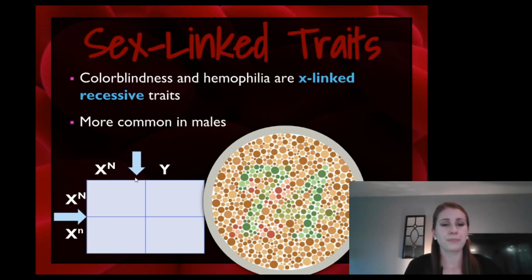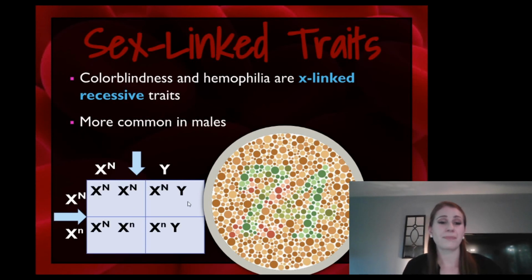Let's take a look. If we cross this like a normal Punnett square, the alleles on the top of the Punnett square move down, and the alleles on the side of the Punnett square move across. If we fill it in, it looks like this. Now we have X big N, that's a girl, so XX is a girl, and she is going to be normal color, normal vision.